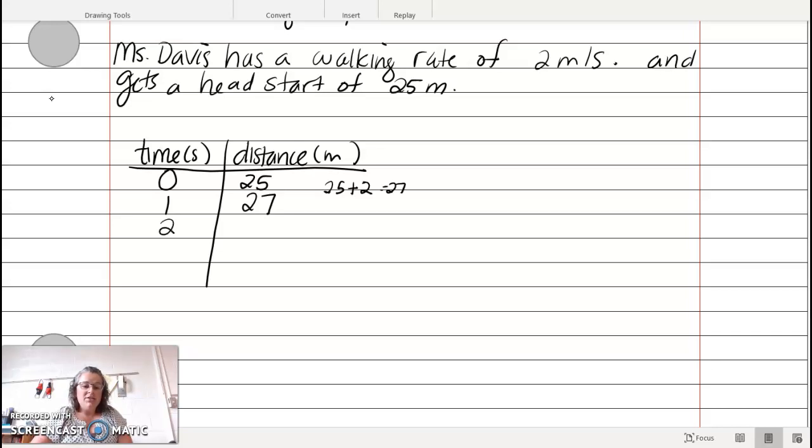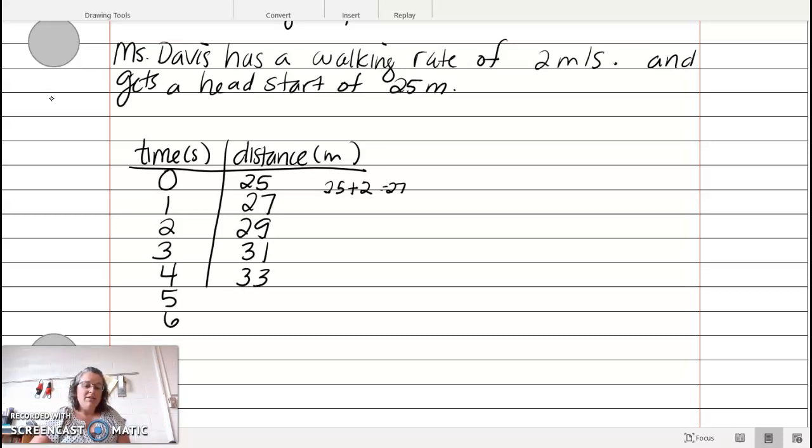So here she's got another second to walk. So she's got the 2 meters from the first one, 2 meters from the second one. So she's got 4 plus the 25, which gives us 29. She has 3 seconds to walk. She gets 2 meters more, which would be 31. 4 seconds to walk, 2 meters more would give us 33.